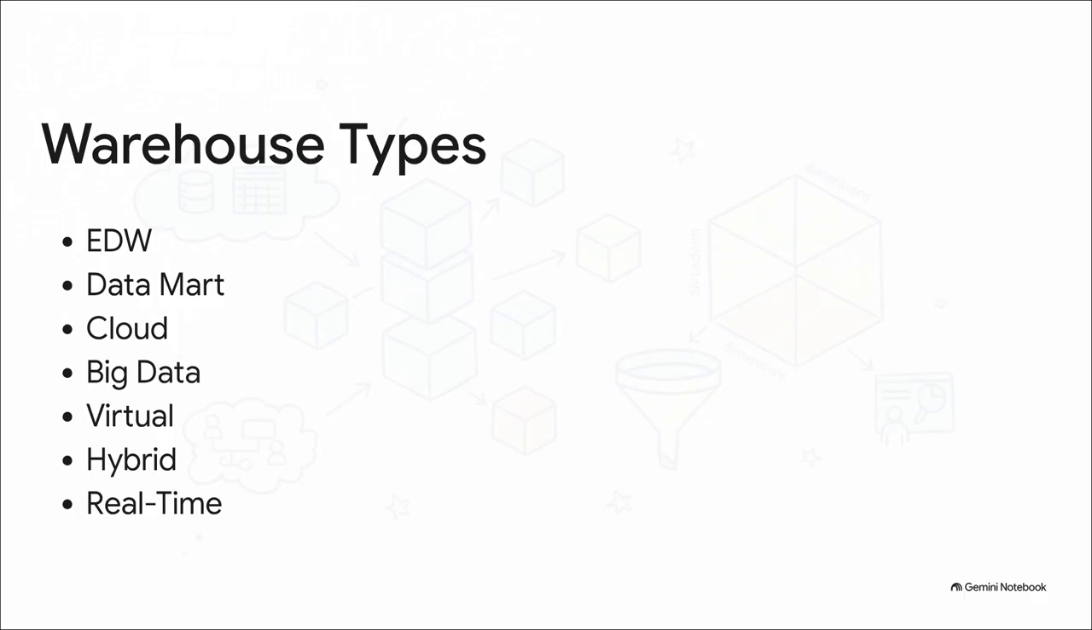Then we have the Cloud Data Warehouse, which is absolutely perfect for scalability. A big data warehouse handles both structured and unstructured data. A virtual data warehouse provides unified access to information without actually making physical copies. Pretty cool, right? A hybrid data warehouse gives you flexibility by combining on-premise servers with the cloud. And finally, a real-time data warehouse provides immediate insights from continuously streaming data.